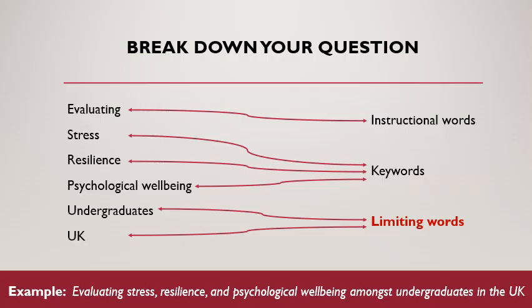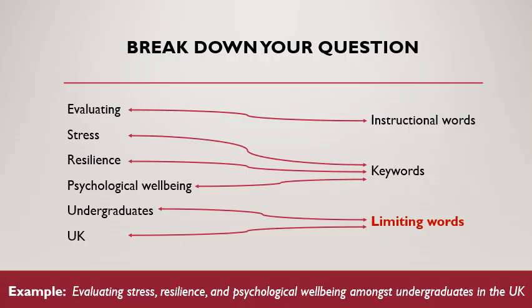The first step in building the search strategy is to deconstruct your question. Identify the instructional word, such as evaluate, analyze, and compare. This tells you what to do, but these are not the search keywords. Then pinpoint the core keywords, the main concepts, and the limiting words, like a specific population, location, or time frame, that define the scope of your research.